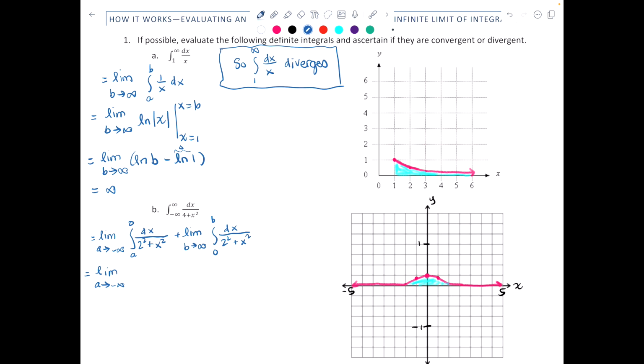My a is 2, so we'll have 1/2 arctangent of x over 2 evaluated from x is a to x is 0, and then plus the limit as b approaches infinity of the integral, the same antiderivative, 1/2 arctangent of x over 2, going from x equals 0 to x equals b.